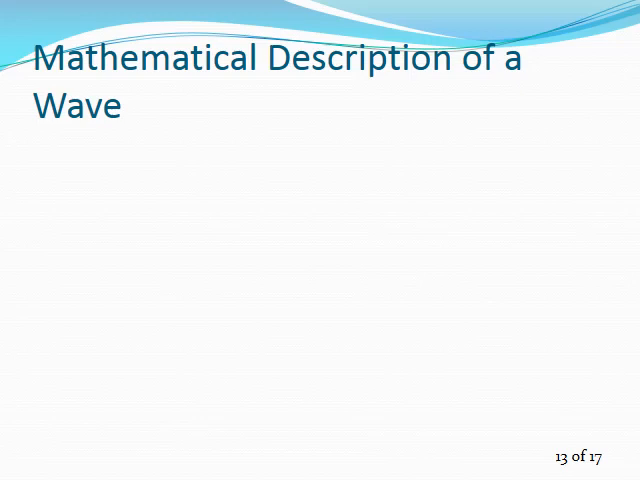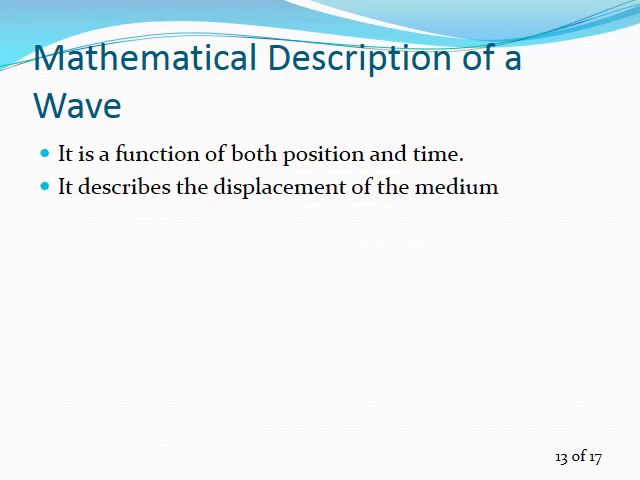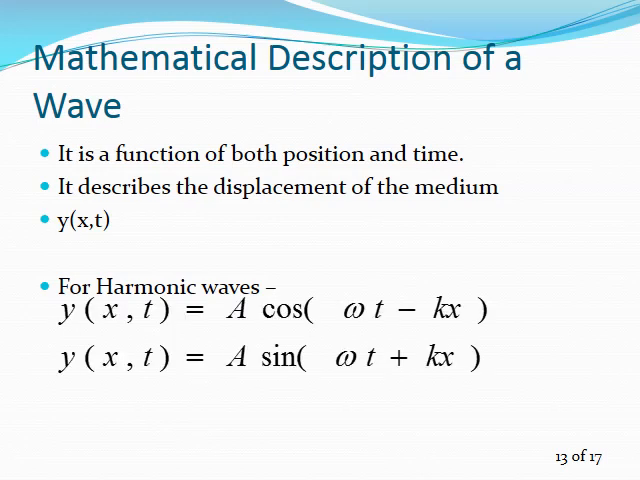We're going to need to describe these waves mathematically. To do that, I have to use a function that has two variables in it, and our variables will be position and time. This function will describe the displacement of the medium in which the wave is traveling. So if it's a string, it would describe how far the string is above or below its equilibrium position. And if they're harmonic waves, I can use sines and cosines to describe them.